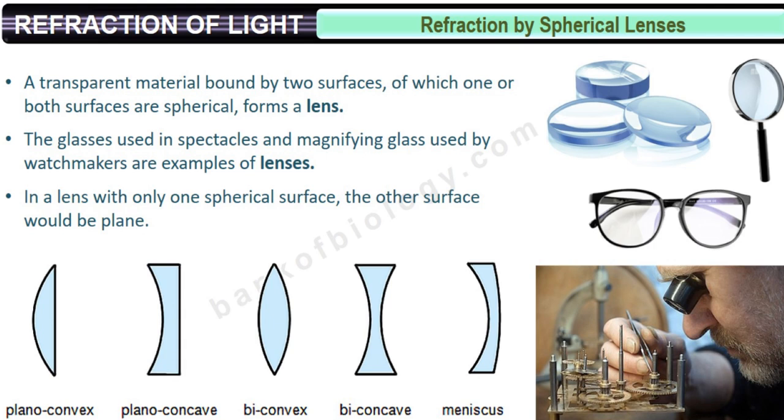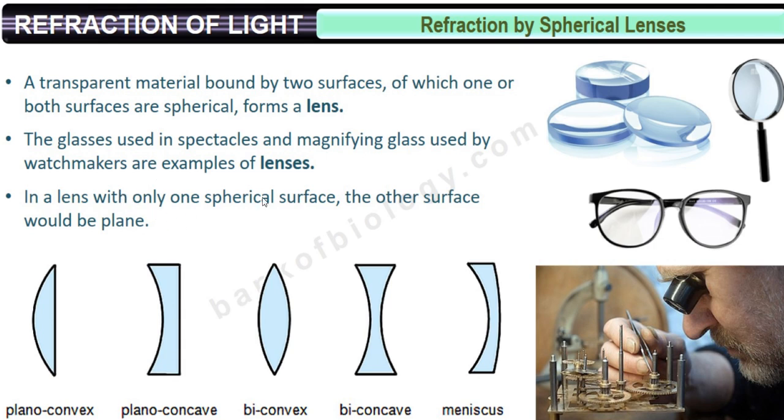A transparent material bound by two surfaces, of which one or both surfaces are spherical, forms a lens. See, these are different types of lens. Lenses are used in a microscope. Lenses are also used in our glasses that we wear. Lenses are also used to see a larger image of certain objects. So there are different types of lens. The glasses used in spectacles and the magnifying glass used by watchmakers are examples of lenses.